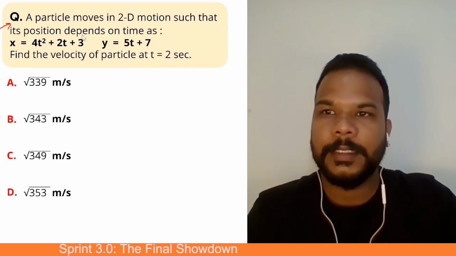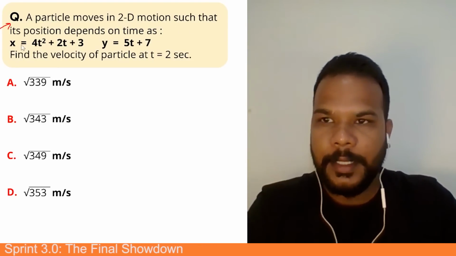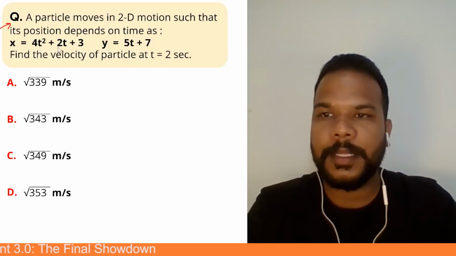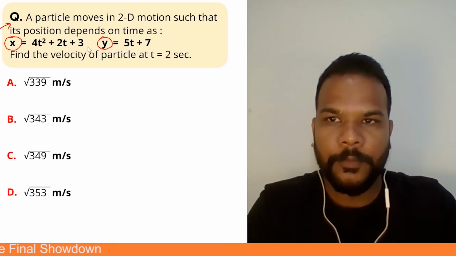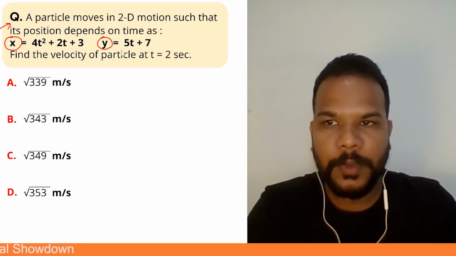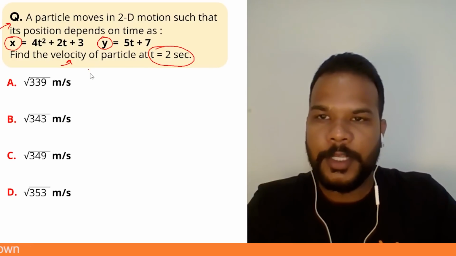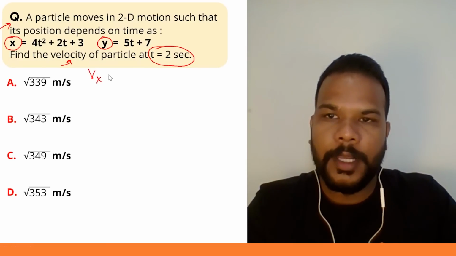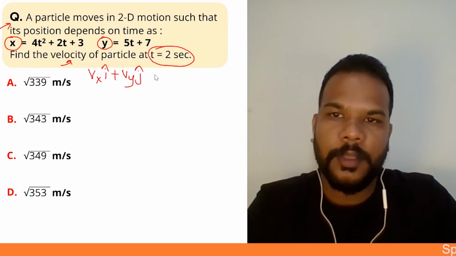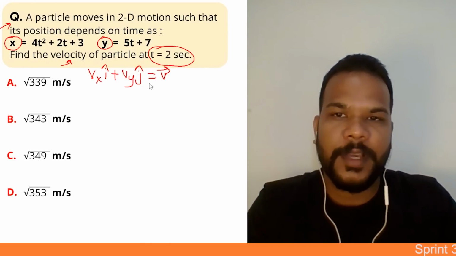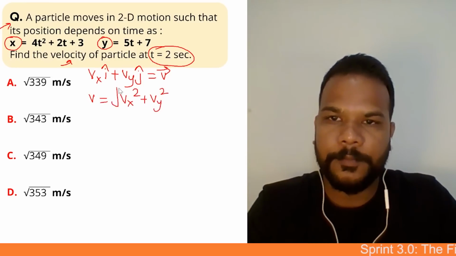Question number 2 for us. It says that a particle moves in 2D motion such that its position depends on time as x equal to 4t square plus 2t plus 3. That means its x coordinate changes like this, and its y coordinate changes as 5t plus 7. So the equations of variation of x and y with time are given to us. We have to find out the velocity of the particle at t equal to 2 seconds. That means we need vx and vy. If we get the values of vx and vy, we will be able to find the velocity vector, which is vx i cap plus vy j cap, and we can find the magnitude as the root of vx square plus vy square.